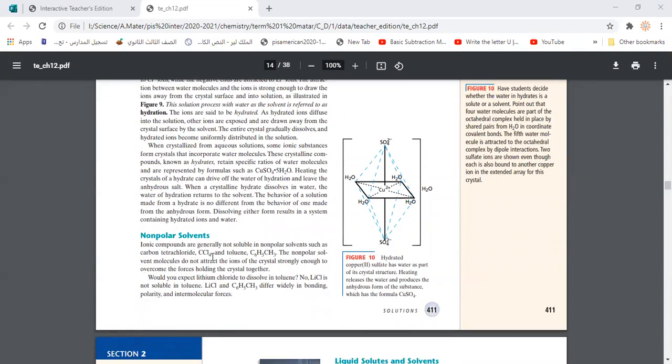While the non-polar compounds, like carbon tetrachloride or toluene, cannot dissolve easily in water, or do not dissolve in water, because the attraction force between the water molecules and these compounds is not that strong, so they cannot separate them. They still hold together in crystals because of the strong force between their molecules. Like this, they will not dissolve that easily.